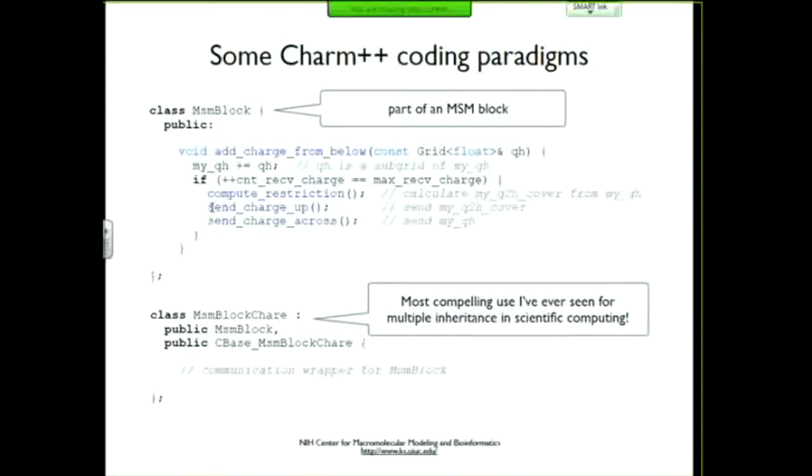And I just wanted to list this part here too, and that is that this is the most compelling use I've ever seen of multiple inheritance in scientific computing. And it's nice. It's a way of being able to keep the Charm++ and communication portion of it separate from all the code that's going to do the calculation. So I think this is maybe a nice way to express things here.